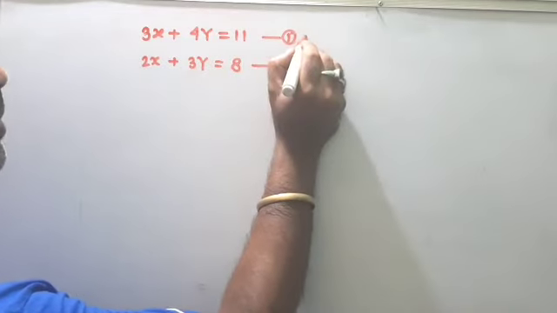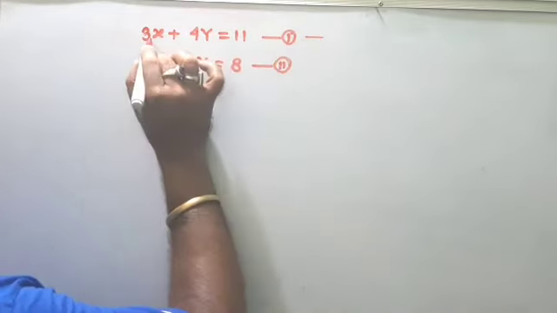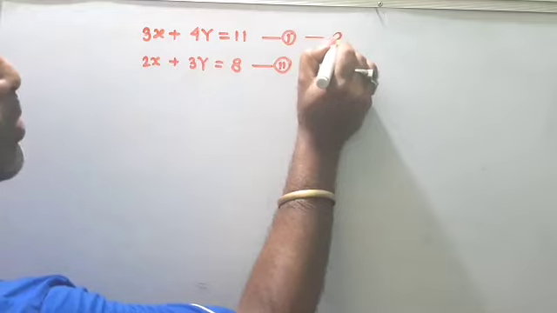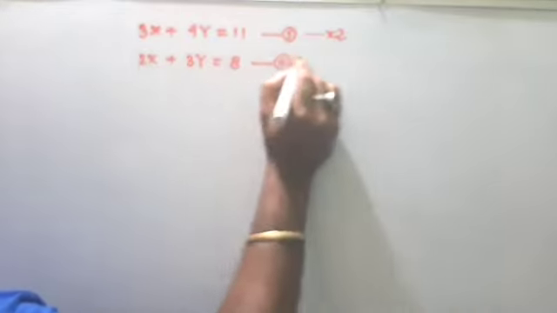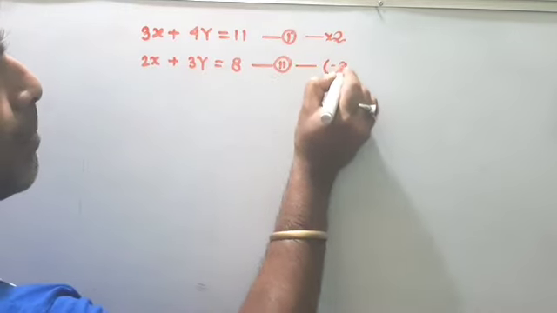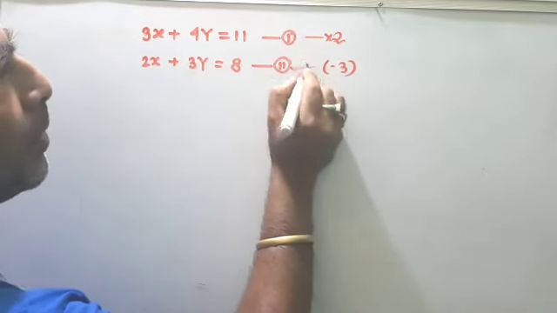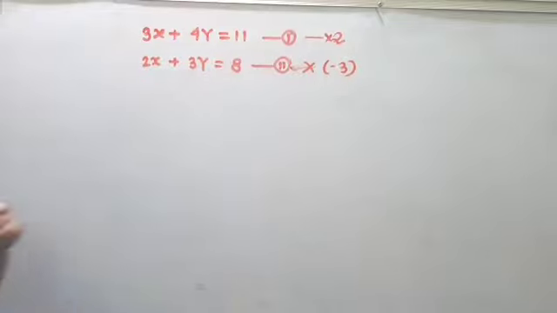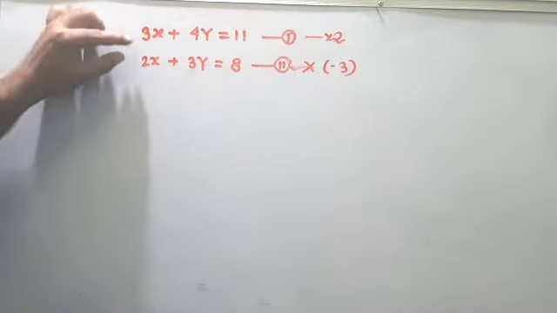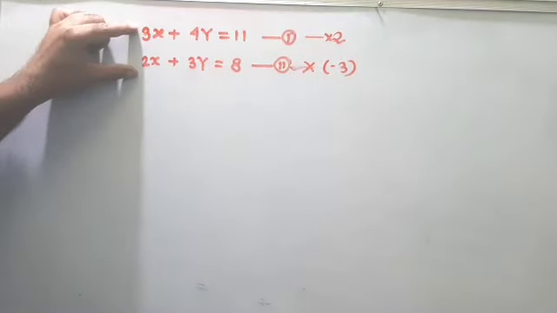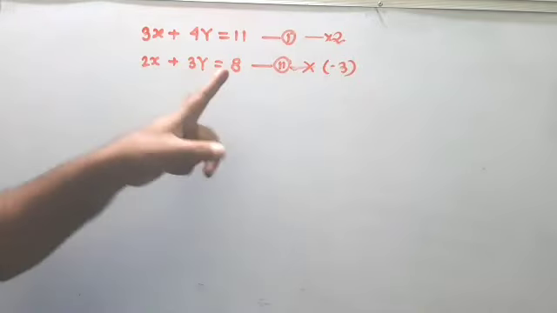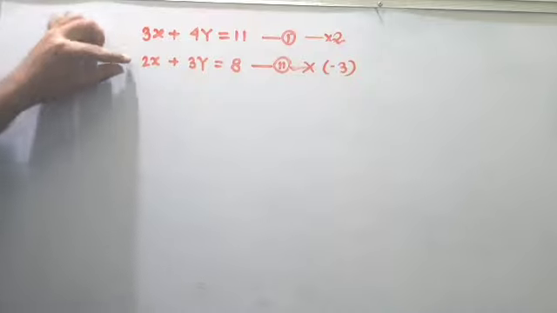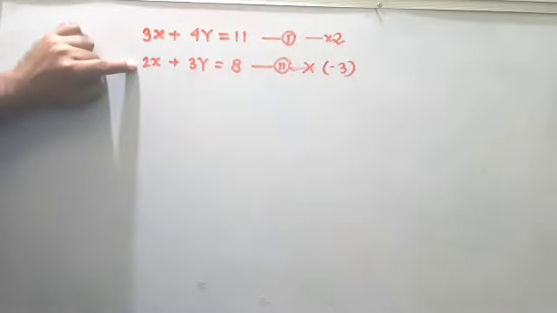Take what I do. In equation 1, you multiply by 2, and in equation 2 you multiply by minus 3. Why do I do it like this? I want to make them opposite terms, because they have the same sign, plus plus, and here also plus plus. That's why I want to make one of them a minus term.